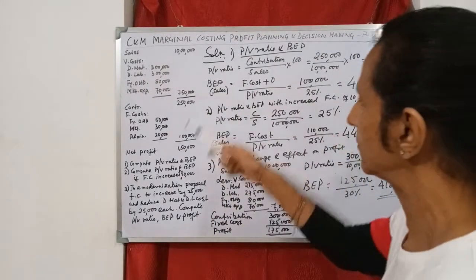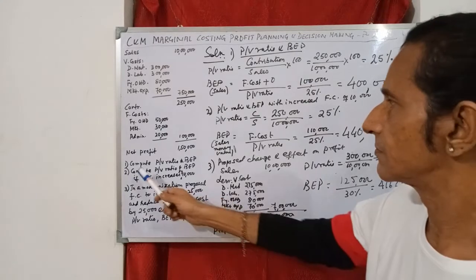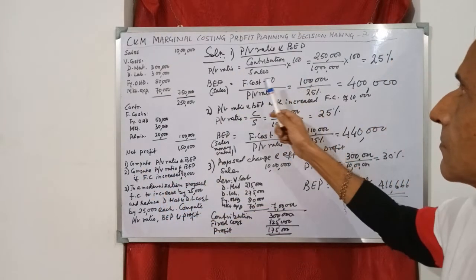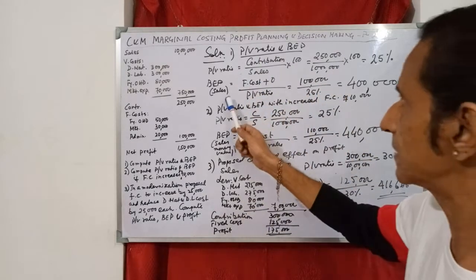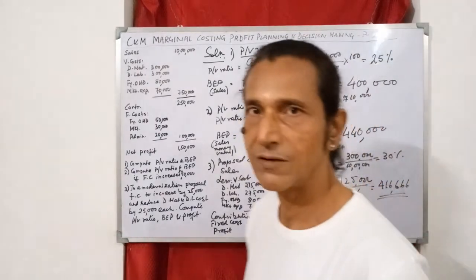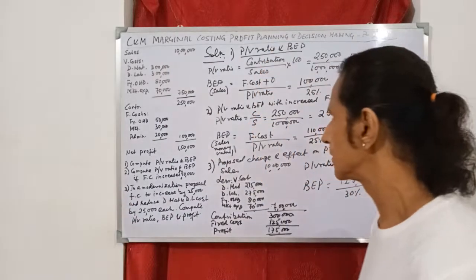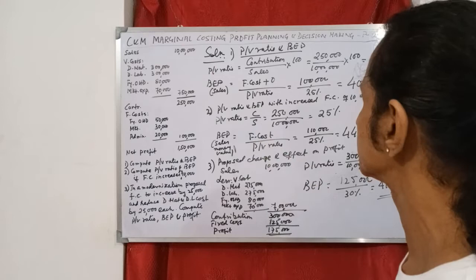The whole problem is solved. What we have done? Firstly, we have computed the PV ratio and break-even point. PV ratio is contribution by sales into 100, and break-even point in terms of sales, because we cannot find out the break-even point in terms of units because nothing is mentioned about the units. So PV ratio is equal to contribution by sales into 100.